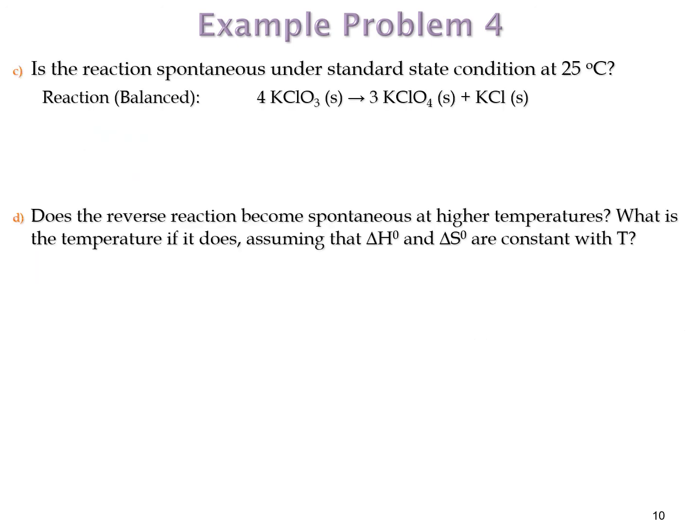Now let's look at question C. C wants to know whether this reaction is spontaneous at 25 degrees. If you recall, delta G of this reaction is negative 134 kilojoules. That's less than 0, meaning this reaction is spontaneous at 25 degrees. It is spontaneous, but would that reaction happen easily? Of course not.